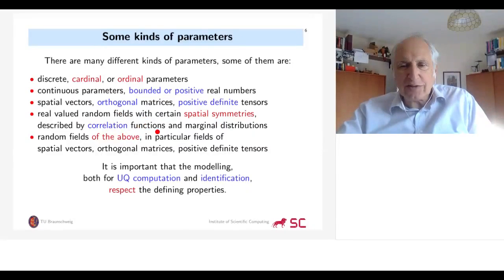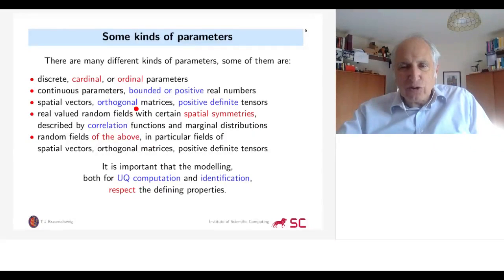So the correlation has certain spatial symmetries of the field. We talk about one point in the field, and what the correlation of these vectors and tensors is. These are real valued fields. We can have random fields of orthogonal matrices or random fields of positive definite tensors. For instance, for our model problem, the kappa really should be a field of positive definite connectivity tensors. And it's important that it respects the defining properties.